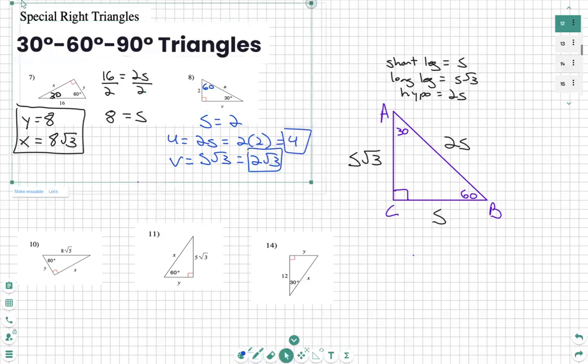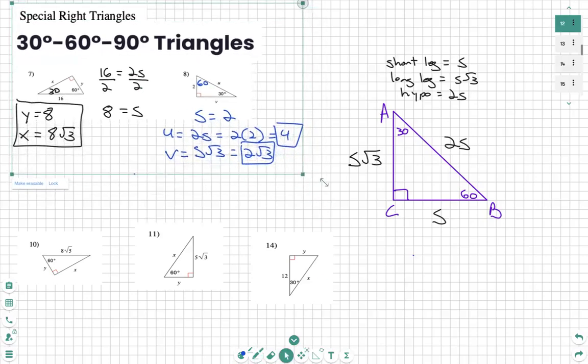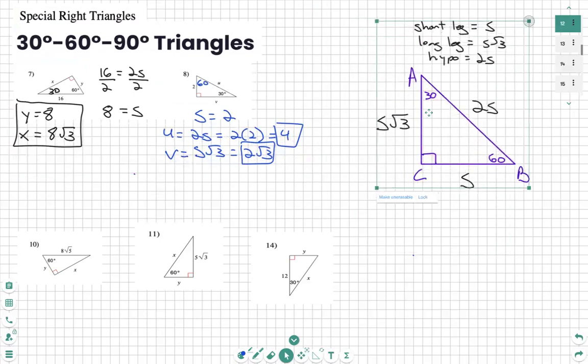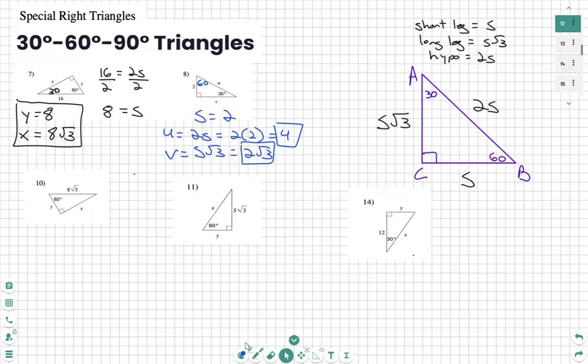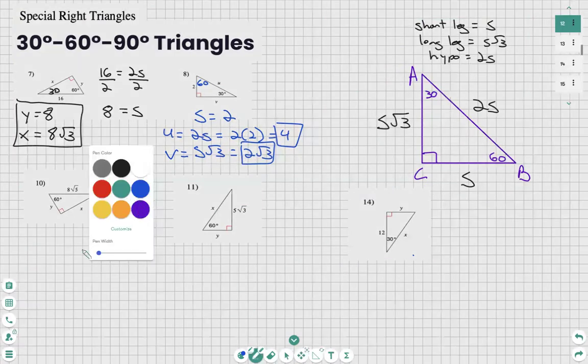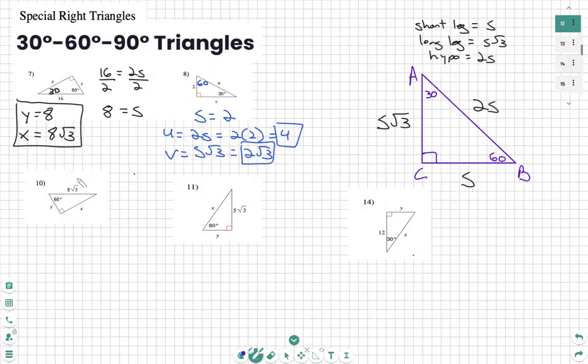Let us keep going. Let me make this a little smaller. Let's push this to the right a little more, and let's move a few of these up. So next, what are we told? We are told 8 root 5 is across the 90, or the hypotenuse. We know the hypotenuse is equal to 2s. So we set it equal, and I need to solve for s. I divide both sides by 2. S is equal to 4 root 5.